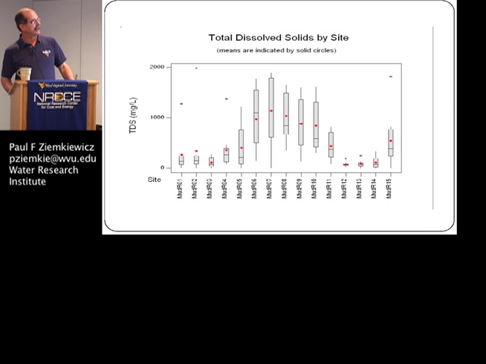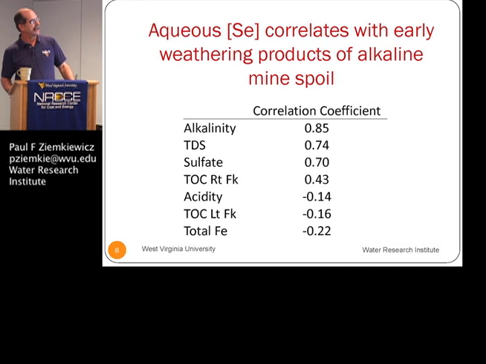As you get into the mining area, TDS goes up. The red dots are the mean values, so the averages turn out to be about 1,000. Some get up to 1,800 milligrams per liter or so. Then they drop off again in the lake, and then in the left fork you see very little TDS going on.